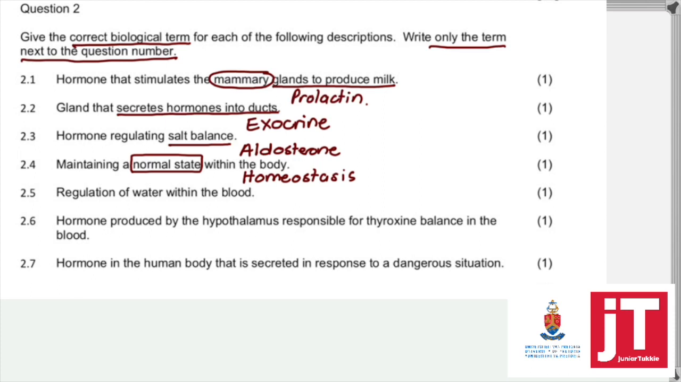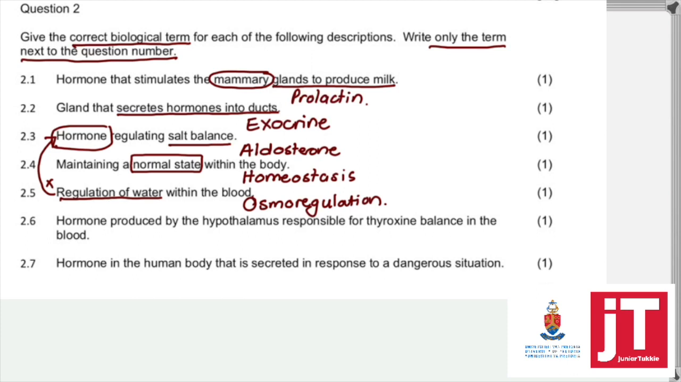Now 2.5, we're looking at the regulation of water within the blood. This could be quite tricky because here we could revert to the hormone that regulates water concentrations, but it's not asking us for the hormone, it's just asking us for the regulation of water within the blood. And if we look at that, our answer no longer becomes ADH, it becomes osmoregulation. So that's important. Keep your wits about you, make sure that you're reading your questions very carefully.